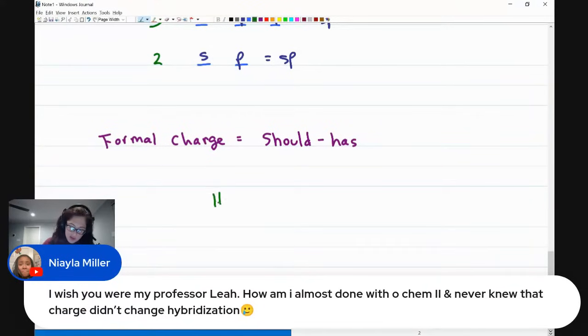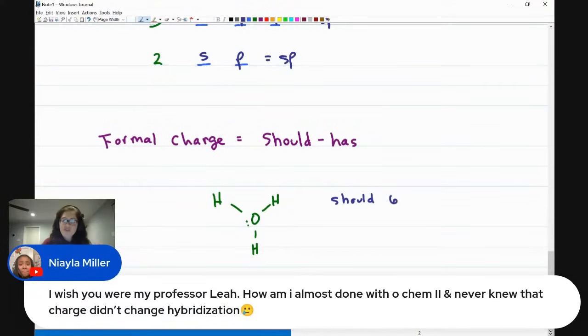So let's use a simple example of the hydronium ion, something you're going to see a lot in reactions. If we're trying to find the formal charge on the oxygen atom, instead of counting bonds and dots and electrons and all that craziness, just look at how many valence electrons the atom should have. Oxygen should have 6.